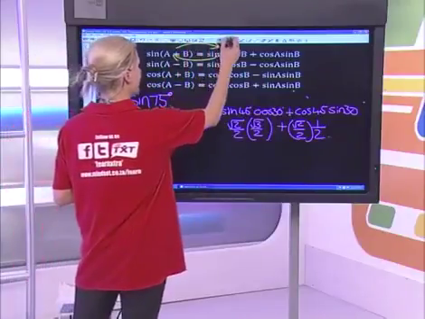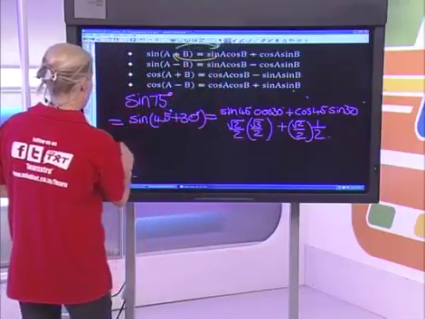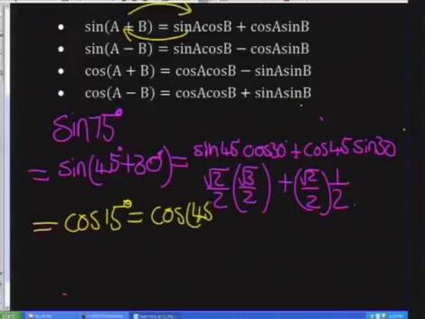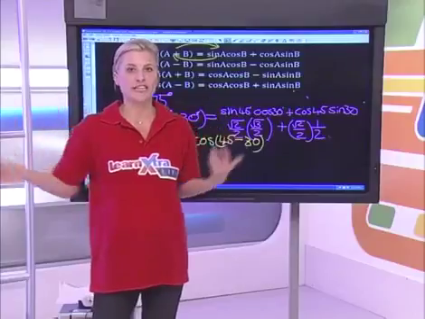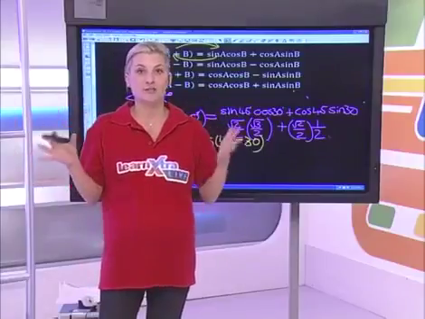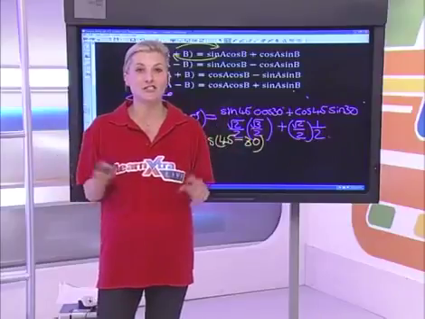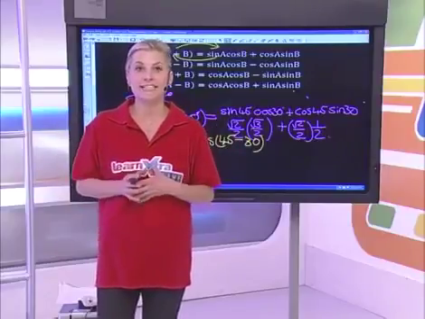Like, for instance, if I told you to do without a calculator cos of 15 degrees. Now, cos of 15 degrees can be written as cos of 45 minus 30, and in that manner, similar to the previous question, you can then expand and do it without a calculator. Right, guys, so that is an introduction to our compound angle identities.